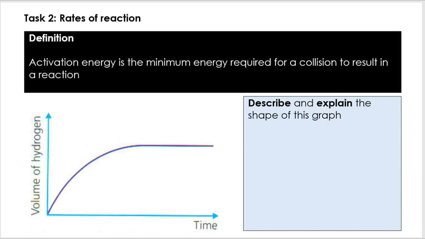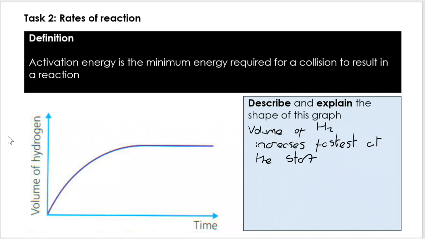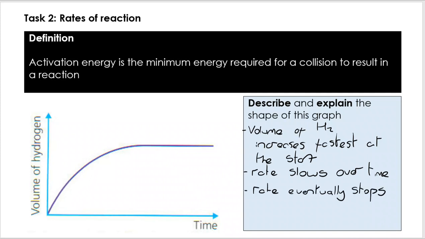But what do we see within this graph? Well, we can see that the volume of H2 is going up, but it increases fastest at the start at t is 0 seconds, and it slows down over time. So it slows over time, the rate we're producing hydrogen less quickly, and eventually the rate will decrease to 0. The reaction eventually stops.